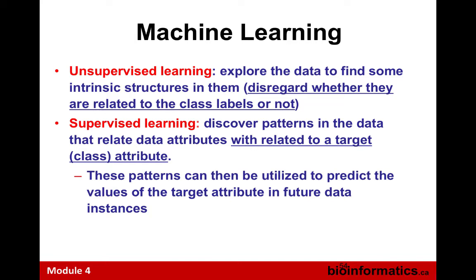So unsupervised basically doesn't consider the class labels, it works based on the data itself. Supervised, you need to do the modeling with regard to the class label, okay? And I'm not going to cover too much detail.